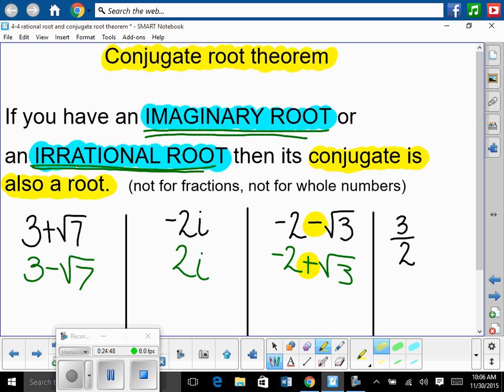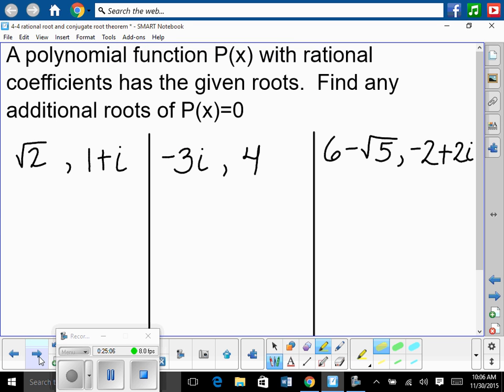No! The conjugate root theorem says if you have an imaginary root or an irrational root, then its conjugate is also a root. Are you guys paying attention to the little details here? Do you get what I'm saying? So if 3 is a root, is negative 3 a root necessarily? No, right? Okay.